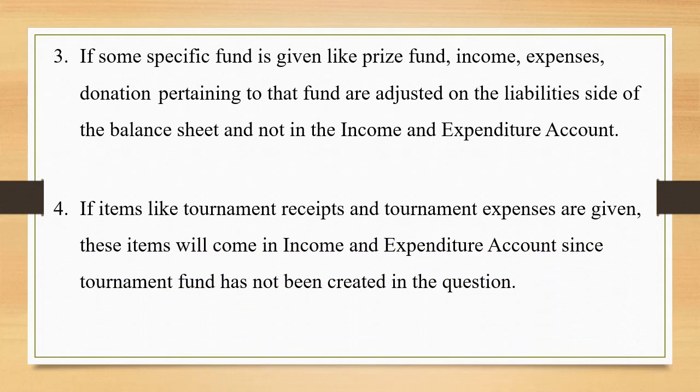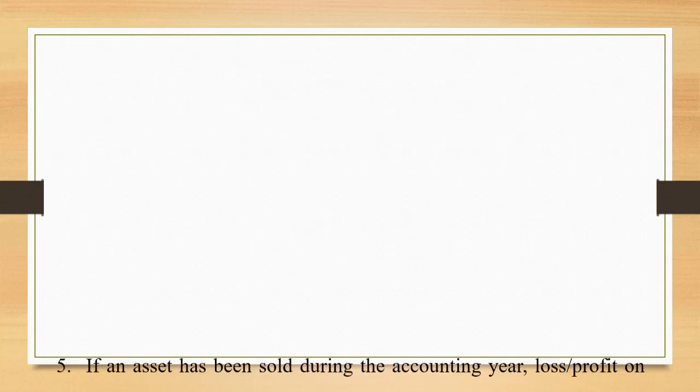If items like tournament receipts and tournament expenses are given, then these items will come in income and expenditure account since tournament fund has not been created in the question. But if tournament fund is there, in that case, the receipts and the expenses will be added and deducted respectively in the balance sheet on the liability side itself.